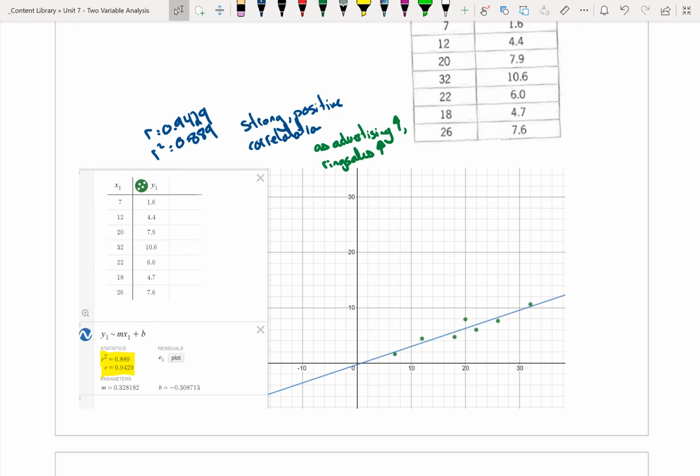And we could say that this linear model is a good fit because, again, of the strong or the high r value. Because it's 0.9, we'd say it's a strong positive correlation. So we'd say the linear regression is reasonable for this.